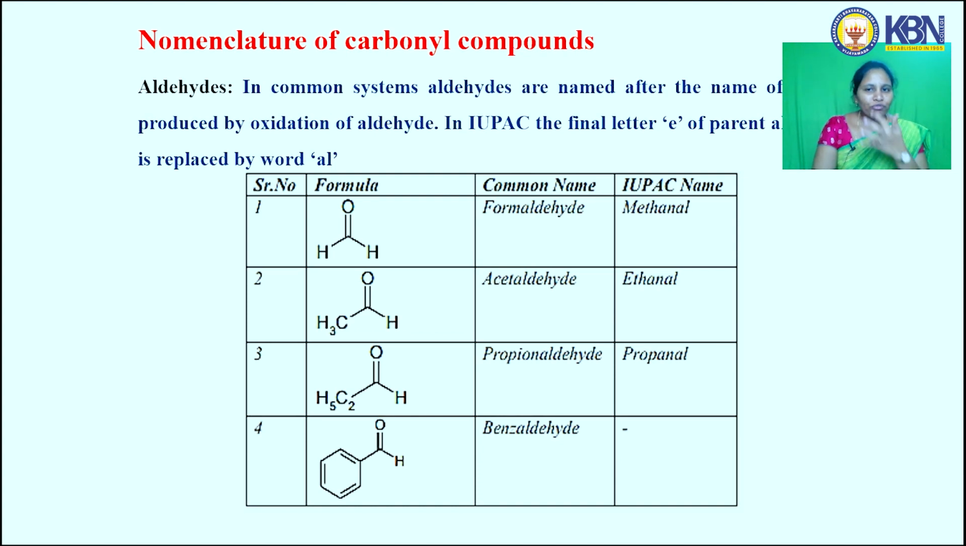Next, in the case of propionaldehyde, the common name is propionaldehyde and the IUPAC name is propanal. Whereas in the case of aryl aldehydes, the hydrogen atom is replaced by the phenyl group, that is benzaldehyde. There is no separate common name and IUPAC name for this compound.